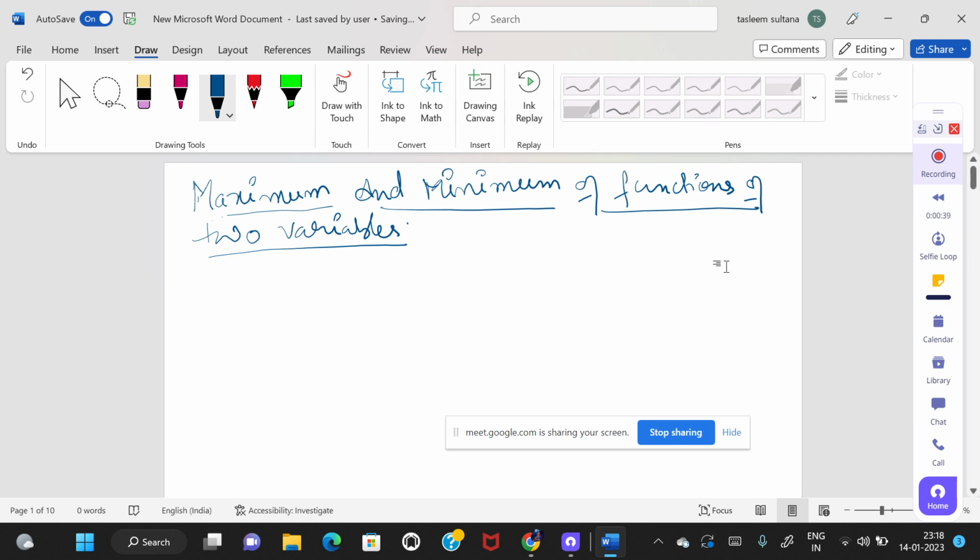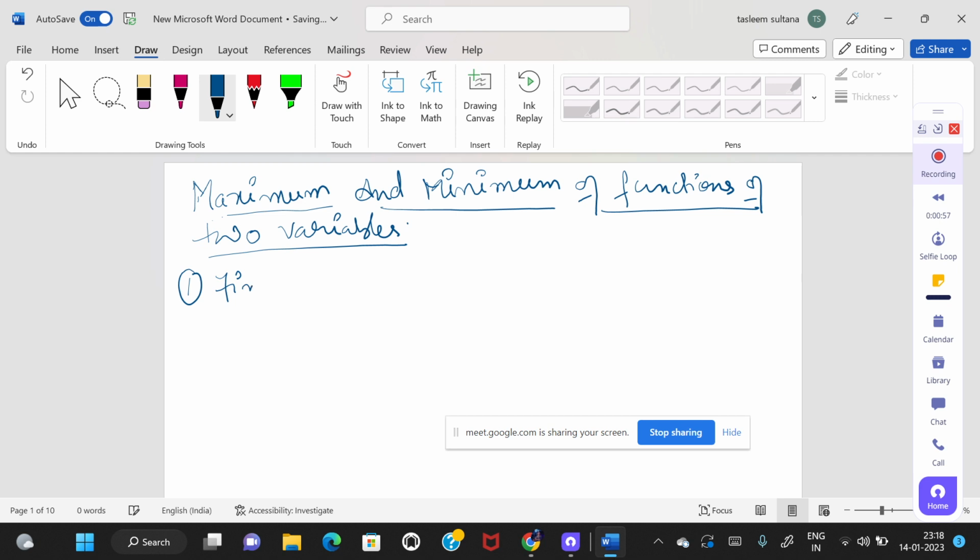Sir, what is the procedure for this one? The working rule is first you are going to differentiate the given equation with respect to x and with respect to y. Later you are going to equate it equal to 0.